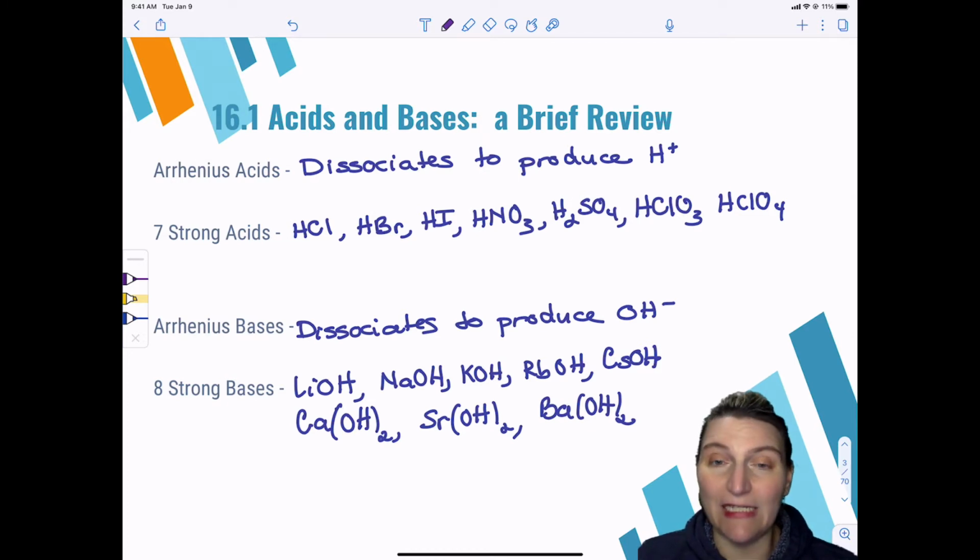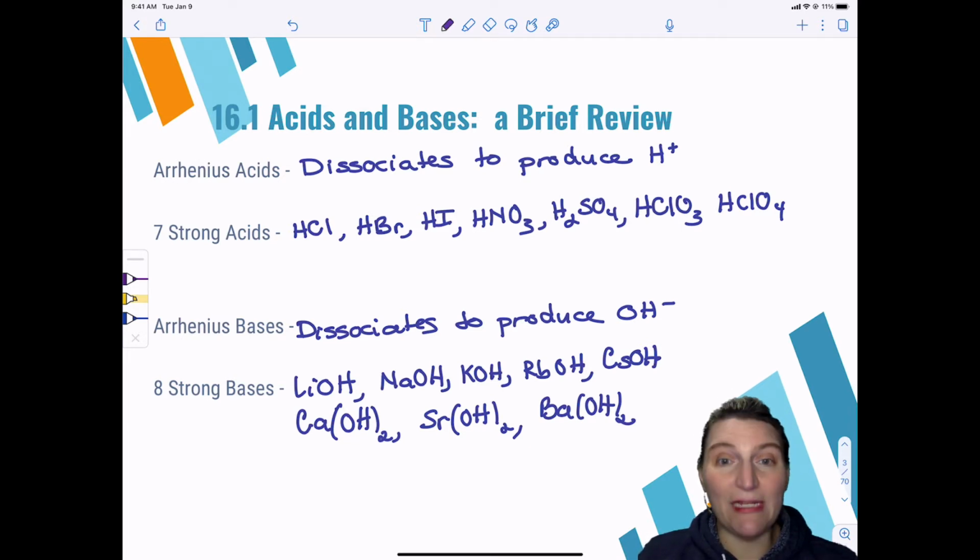And those are Arrhenius acids and Arrhenius bases. So Arrhenius acids are our strong acids. These fully dissociate in water. And those are HCl, HBr, HI, and they're right in line on the periodic table. Then HNO3 and H2SO4, and those are probably the two most common polyatomic ions. And then there's HClO3 and HClO4. Some books will say HClO3 is not strong, so don't worry, it won't be an issue.